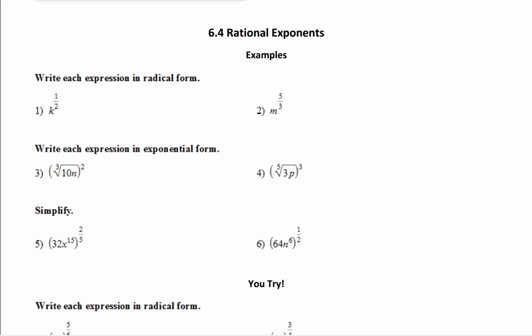Hopefully you guys are geared up for this lesson of 6-4 rational exponents. Basically, rational exponents are another way of working with square roots, cube roots, fourth roots, fifth roots, anything like that. So we're going to use rational exponents now with fractions. Rational means fractions, so exponents have some fractions, and I know we love fractions.